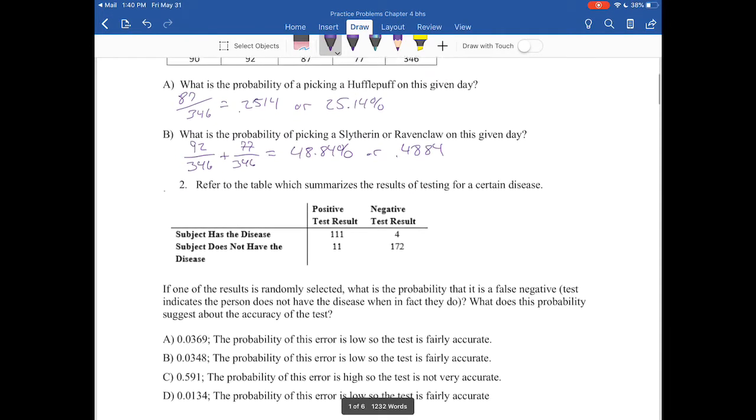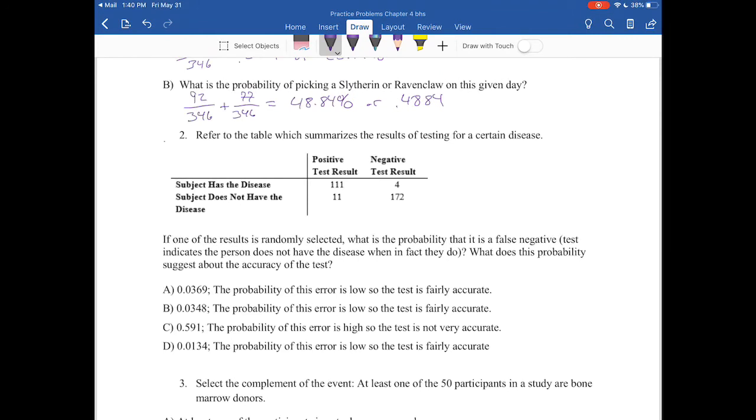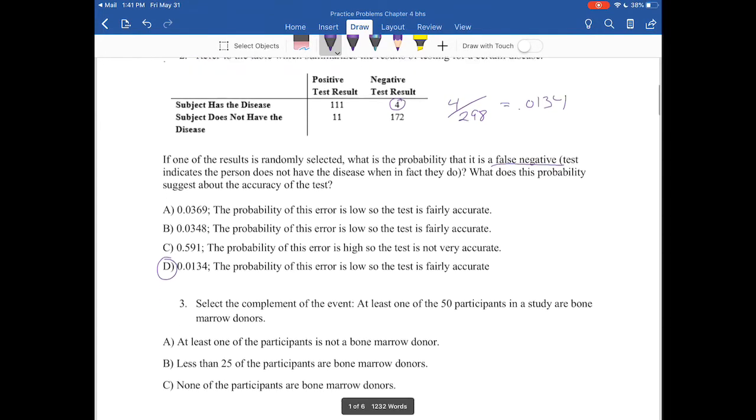Either one is fine. Part 2 here is we're looking at this 2x2 table with the test of a certain disease, and specifically we're looking at a false negative type of test. So we're looking at what is the probability suggested by the accuracy of the test. We're looking at the false negative rate, which was 4. So we say 4 over the total number of tests being run, 298, and we will get D equals 0.0134, which means the probability of error is low.